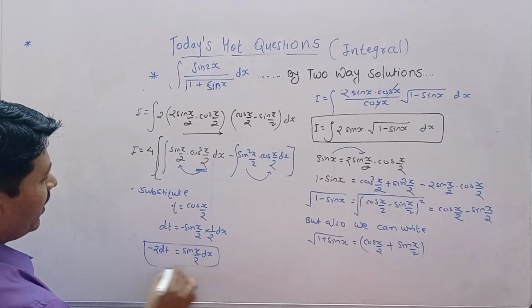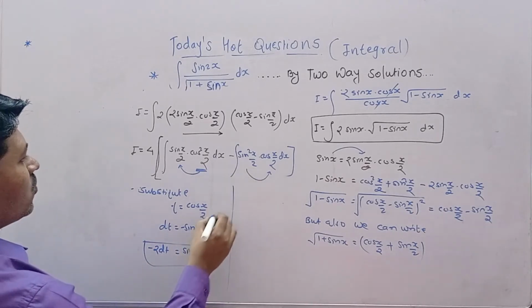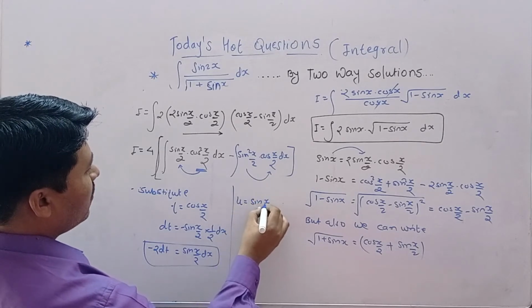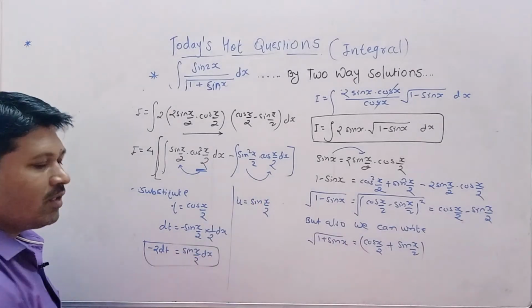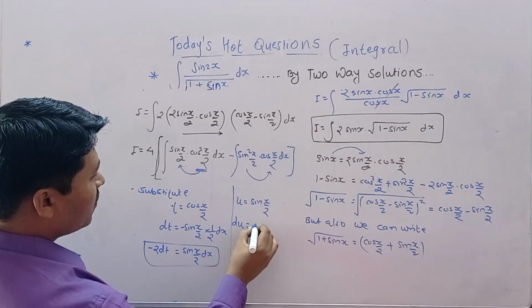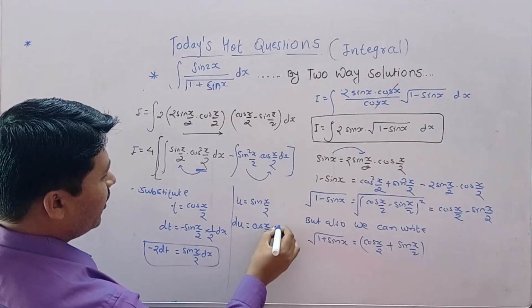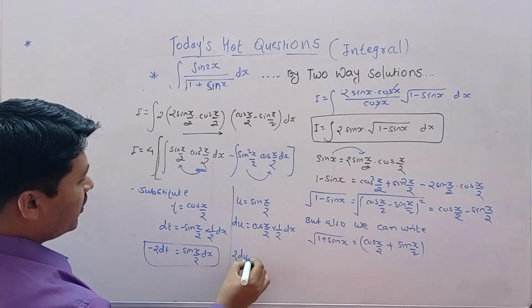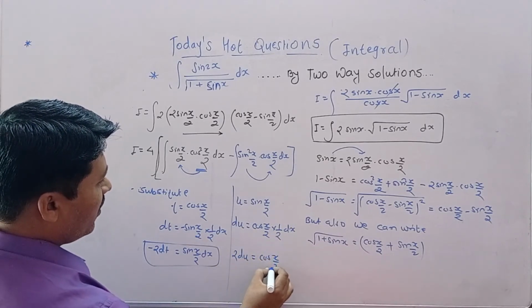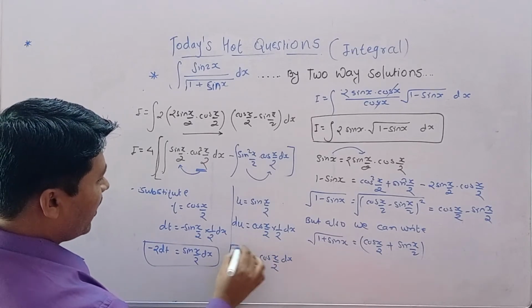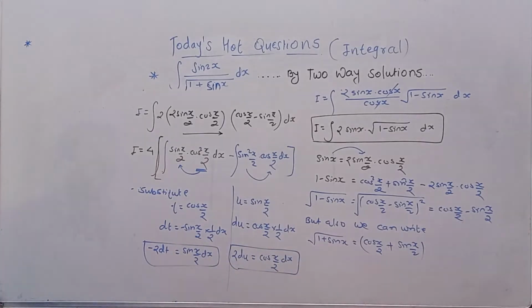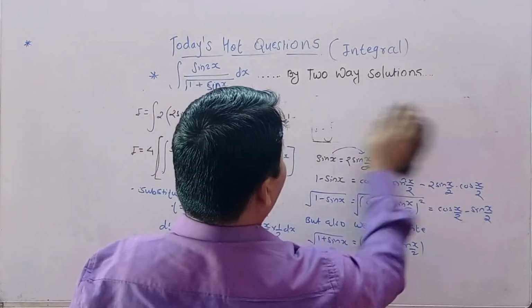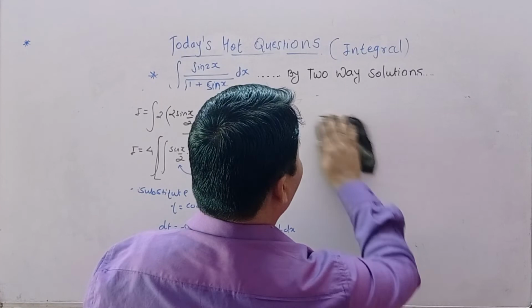And also here substitute, suppose u = sin(x/2). Differentiate this function, then we get du = cos(x/2) · (1/2) dx. Therefore we get 2 du = cos(x/2) dx. Okay, and now let's start the next move, the solution.